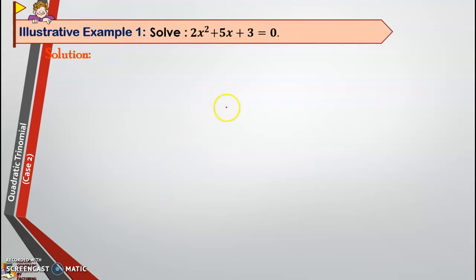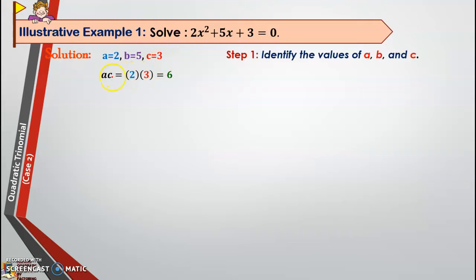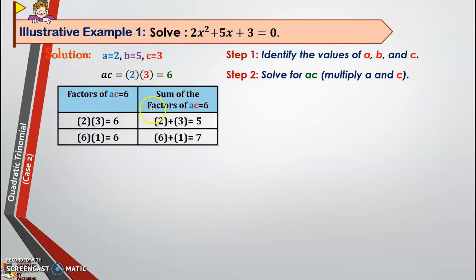The first example is 2x squared plus 5x plus 3 equal to 0. We identify a, b, and c: 2, 5, and 3 respectively. So ac is a times c. We look for the product, 2 times 3, since a is 2 and c is 3. 2 times 3 is 6. So now we look for the factors of 6 whose sum is 5.